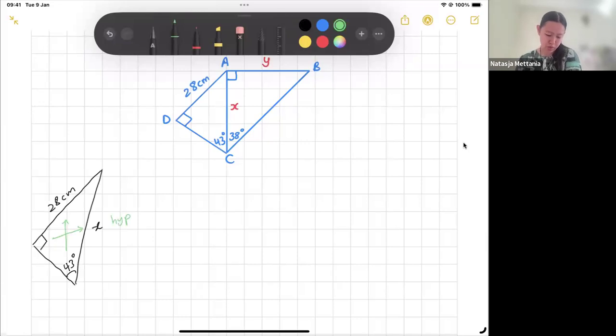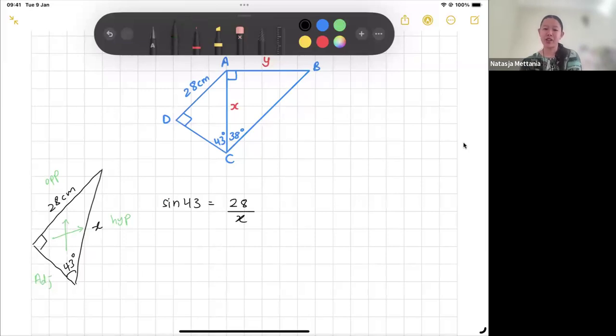The opposite of the right angle is my hypotenuse. The opposite of my angle 43 degrees is my opposite side. And my leftover is my adjacent. So looking here, I'm going to figure out where my information lies, on what sides. It lies on the opposite and the hypotenuse sides, so I'm dealing with sine. So it's going to be sine 43 degrees equal to my opposite, 28, over x.